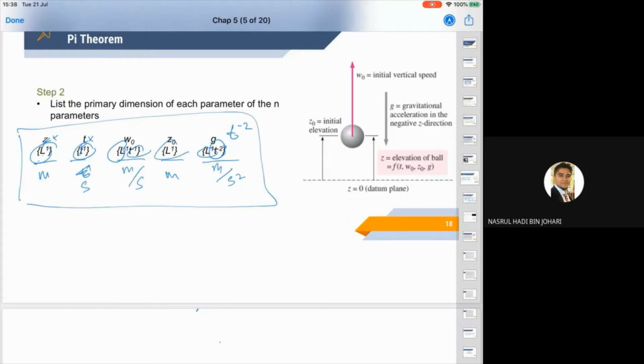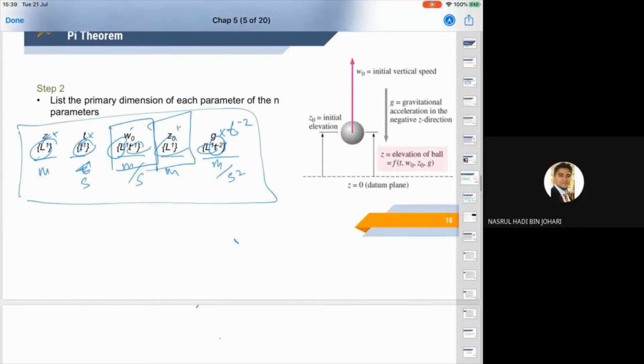How about WO? Kita tengok WO rupanya dia sama dengan G. WO and G gravitational acceleration. Sorry, not similar with G, but the dimension L and T is the same with G. However, the gravitational acceleration is not very common, and sometimes it's not included in many form or terms. So we choose the most common one. So WO is chosen, not the G, and then ZO as well, which is the L1. Okay, that's why in this example they choose WO and ZO.